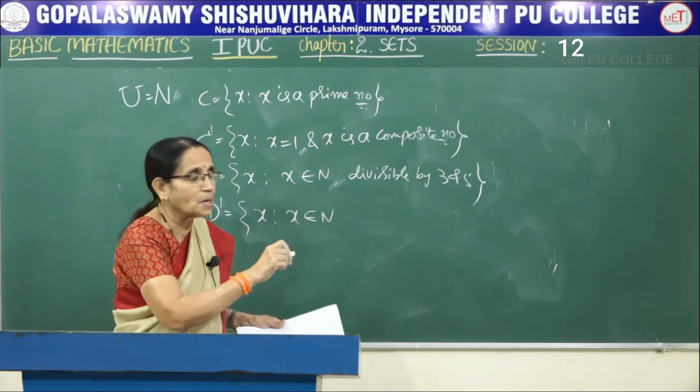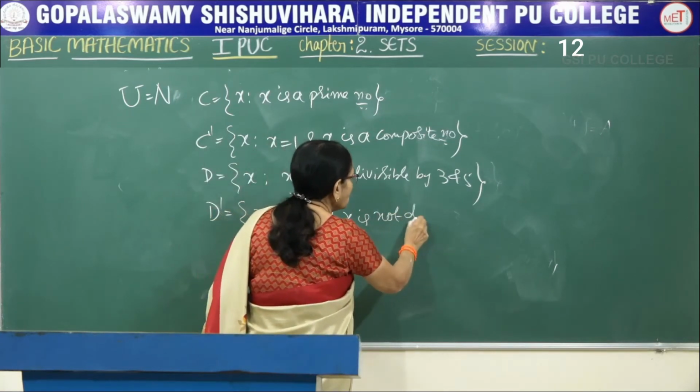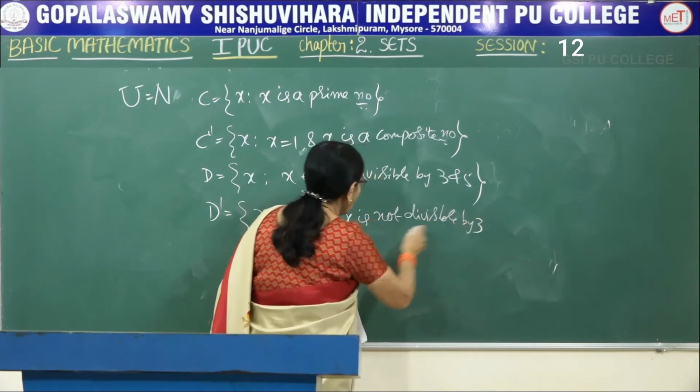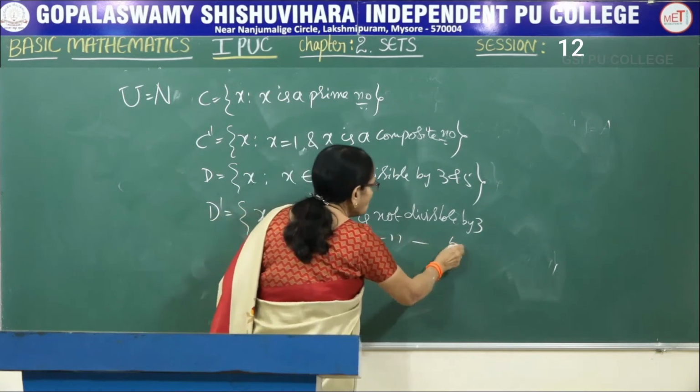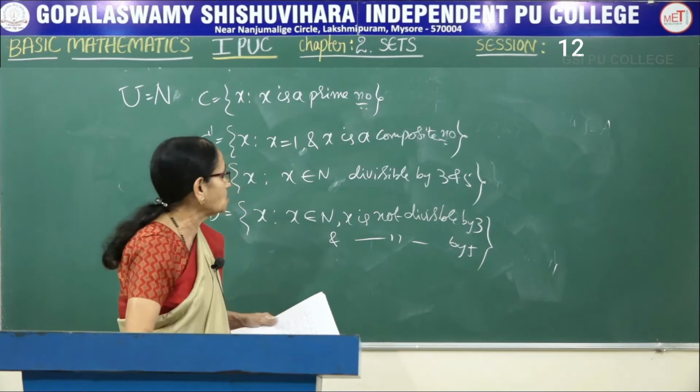How do you write the complement? x is not divisible by 3 and not divisible by 5. This is how you have to write. Write in the sentence only.